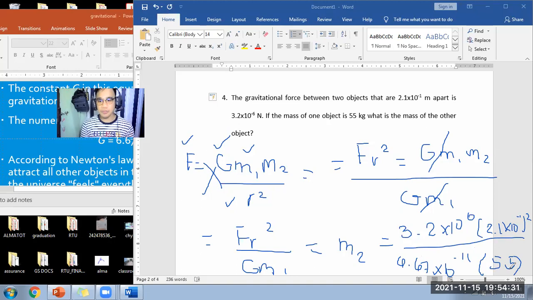So apply nyo sa calculator. 3.2 times 10 to the negative 6 times 2.1 times 10 to the negative 1 squared, over 6.67 times 10 to the negative 11 times 55. Okay, so what will be your final answer? So what will be the value of the second mass?